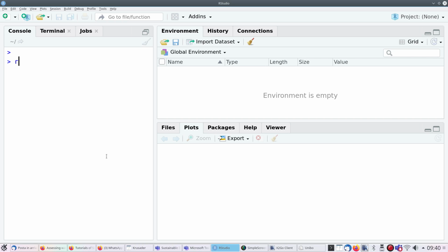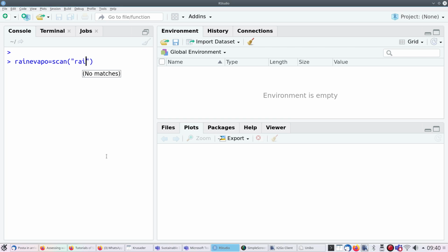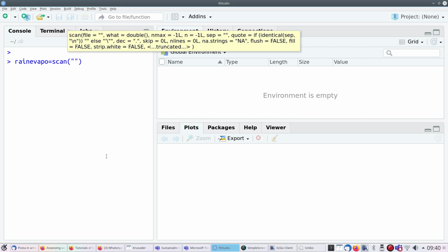So let's write rain evapo, the name of a variable in the console, equal to scan. Let's use the scan function. First of all, we have to give the name of the file. The problem may be the path of the file. To me, it's quite easy; I just need to write home, then my path, and then the name of the file. So the path is a problem for you. Let's wait a little bit, and then I'll tell you what is the path of your file, and then we can write skip equal 3, because if I remember well there are 3 lines to be skipped.